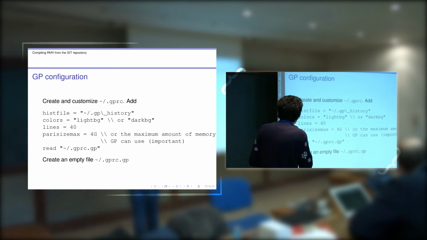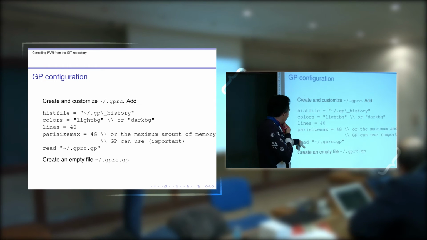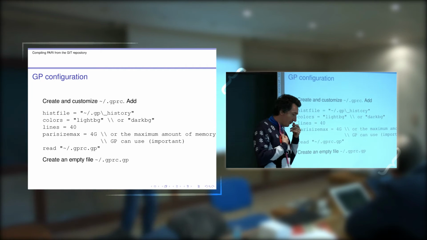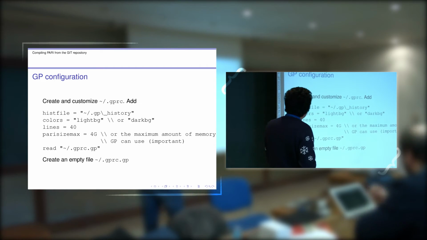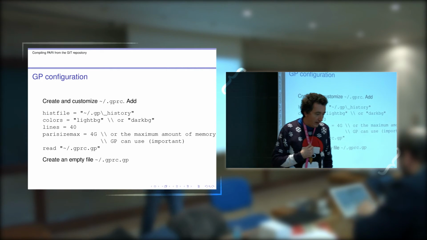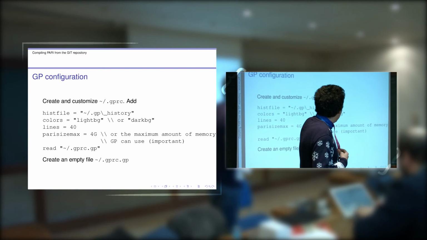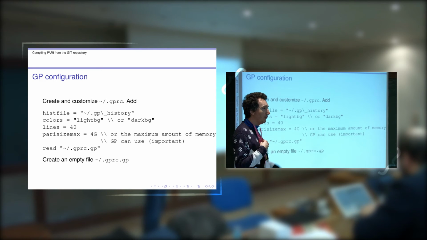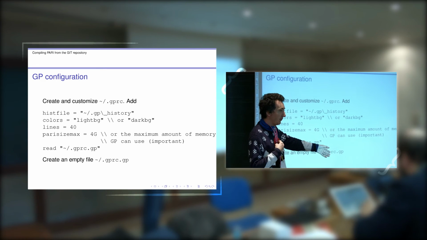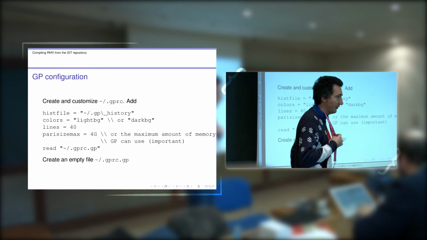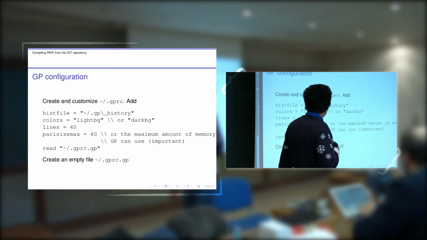And the last line makes GP continue by reading this file, personnal.gp. And then you can create an empty file personnal.gp. This will allow you to write the GP commands you want to run at startup, to define functions you want to be defined at startup of GP in this file. And then it will be loaded automatically each time you use it.